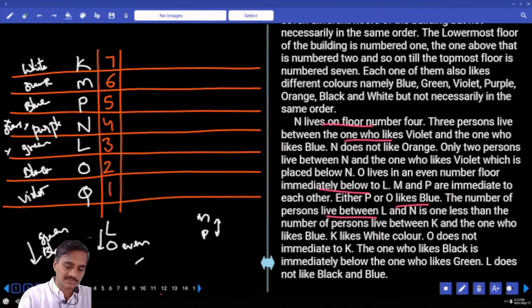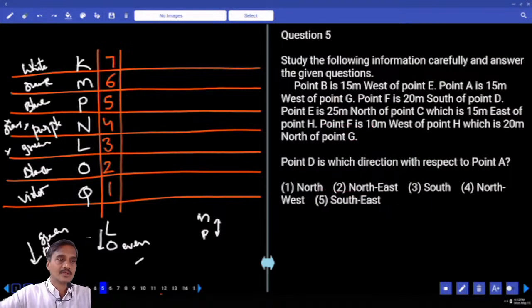Now this is about question numbers 1 to 4. The next one, question number 5 onwards, they are based on directions.